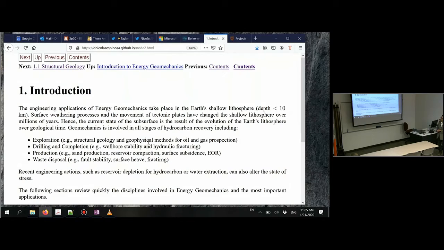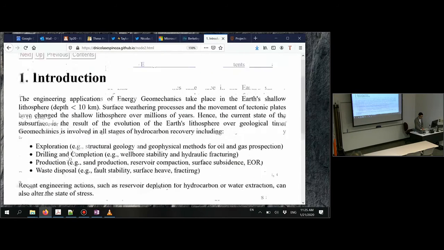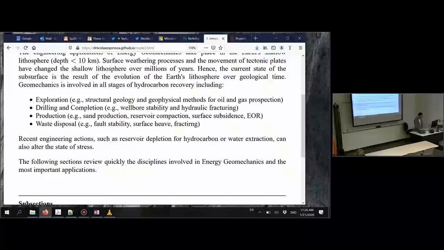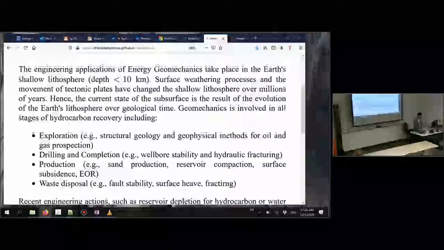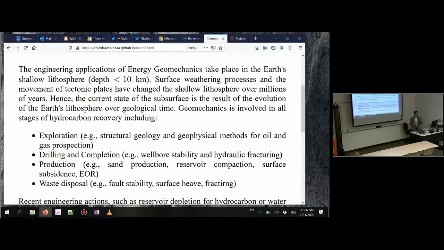So let's go one by one. How do you think geomechanics is useful in exploration? There is one example, but there are a few more. Let me zoom in a little bit more. What do we do in exploration? What are the tools in exploration? Let me go with the first one that we see over there.